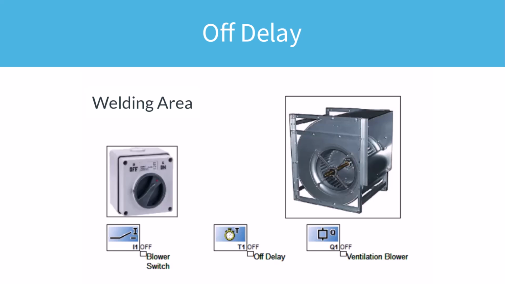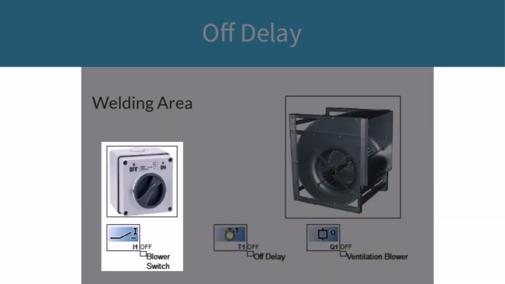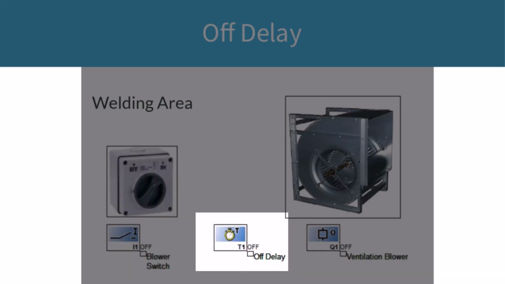An example of using an off delay timer is controlling a ventilation blower in a welding booth. The ventilation blower operates for a set time after the switch is turned off. This ensures that all welding fumes are purged from the booth. An on-off switch is connected to the control contact of a timer. The timer contacts control the starting and stopping of a ventilation blower.